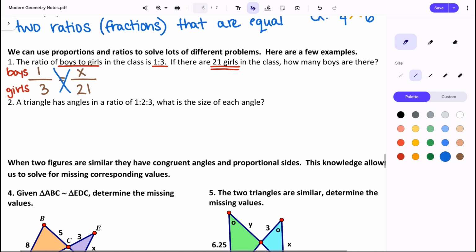And so you'd have 3 times x, which is 3x, and 1 times 21, which is just 21. And then what would you do? Divide by 3, and you'd get what? 7. So there are 7 boys.